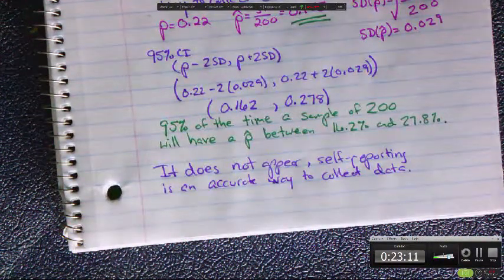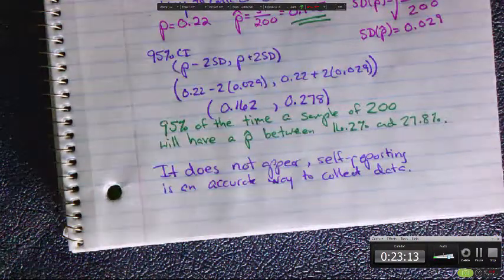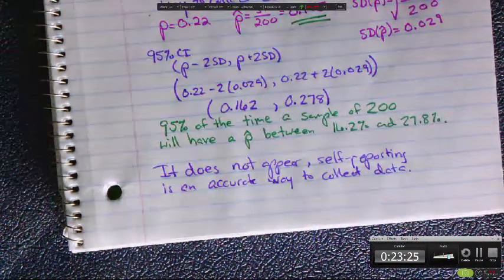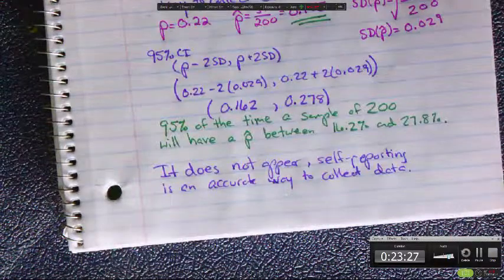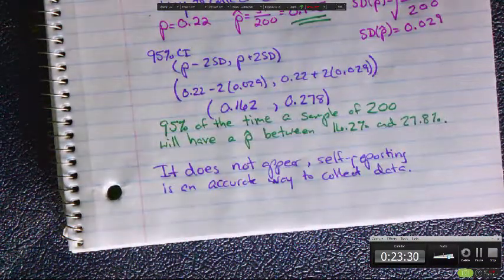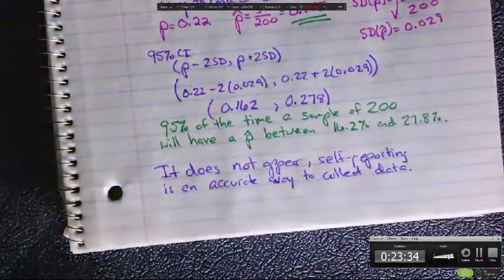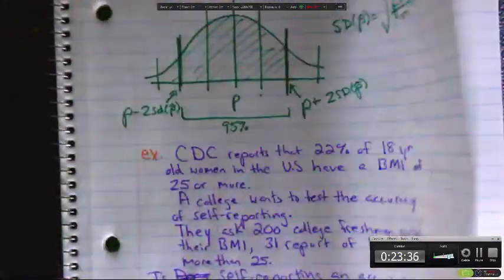It does not appear self-reporting is an accurate way to collect data. That's one way of knowing this answer. There are several ways to find the same exact answer. Another way is through the use of z-scores. Okay, we're going to do the same problem now with z-scores.